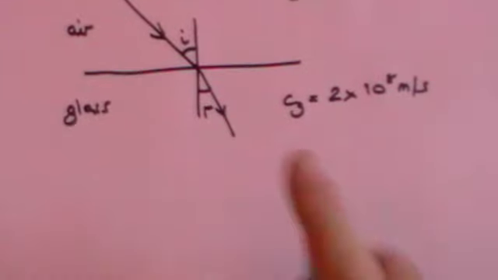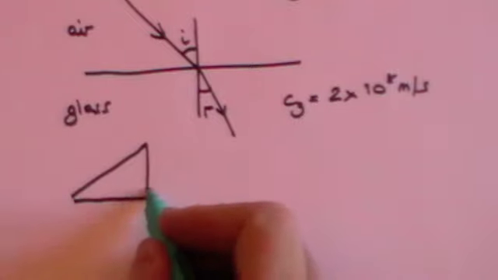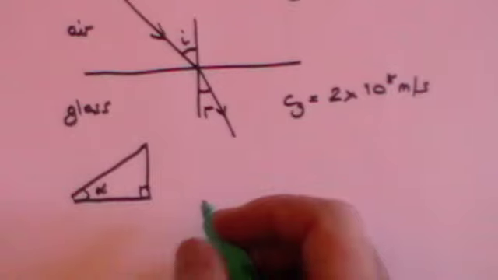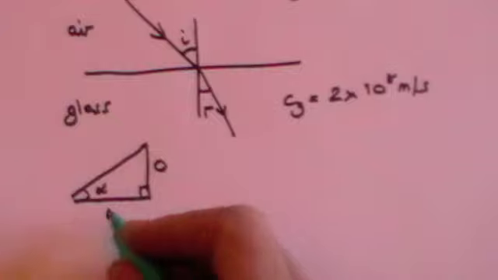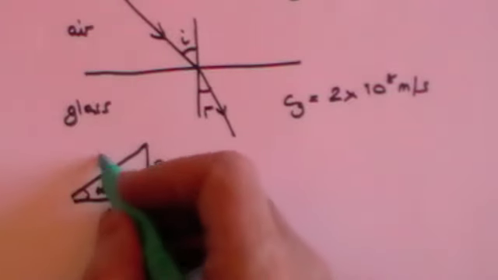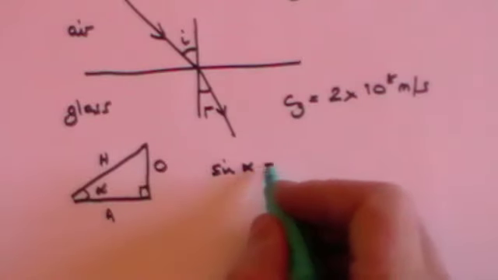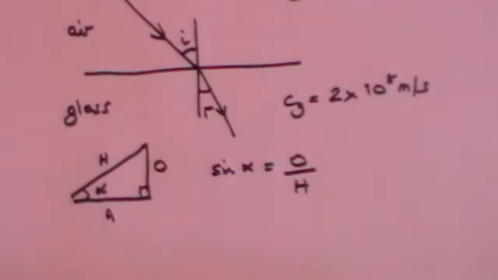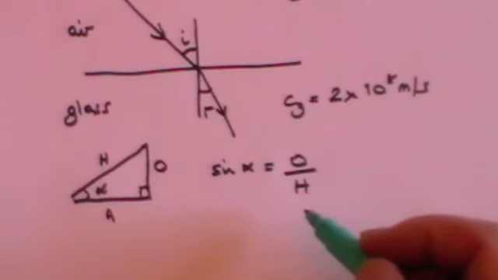I'm just going to remind you of something which I assume you've all done in your maths course, which is a right-angled triangle with an angle alpha. In that case, we call this line the opposite because it's opposite to alpha, this line the adjacent because it's adjacent to alpha, and this line the hypotenuse, and we say that the sine of the angle alpha is equal to the length of the opposite divided by the length of the hypotenuse. And that is, for any angle alpha, that fraction will always be the same.